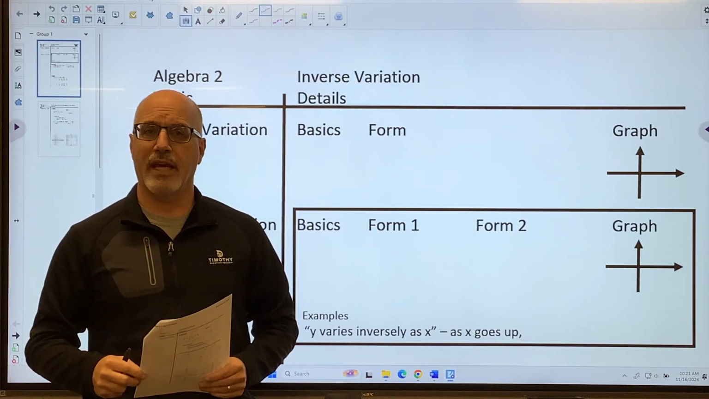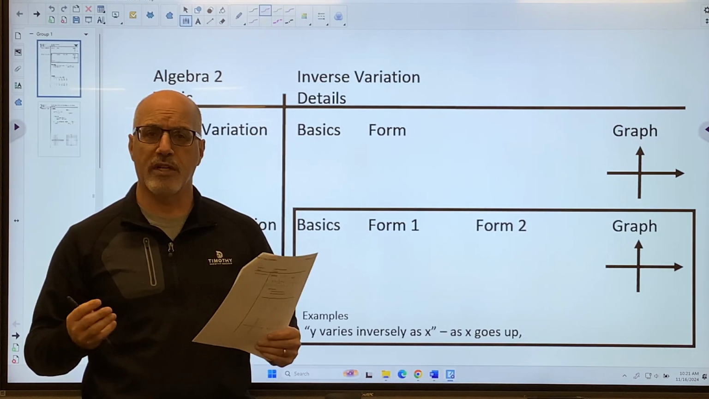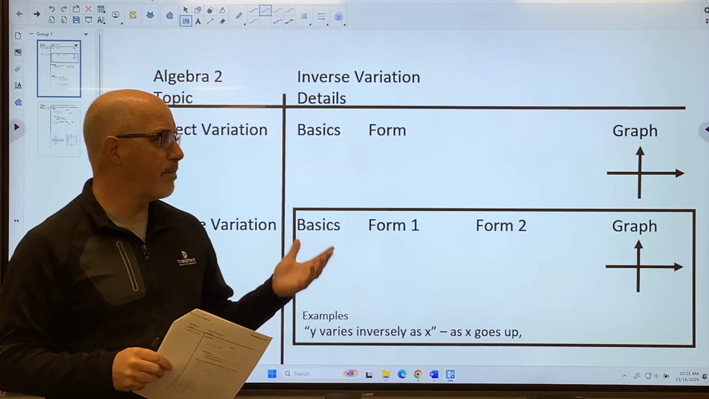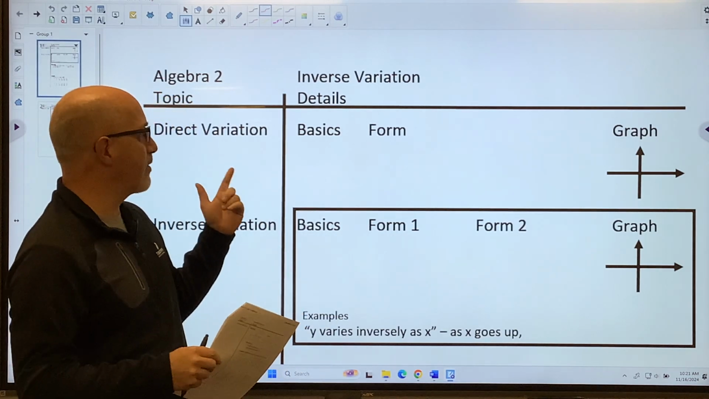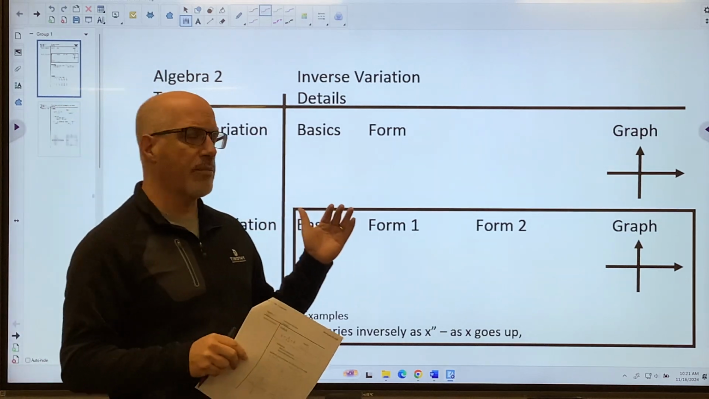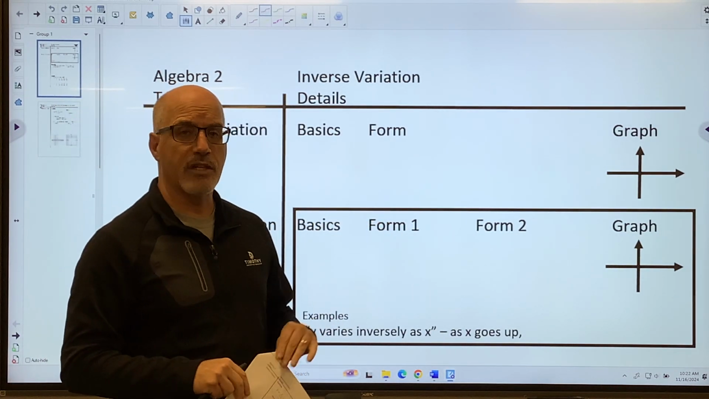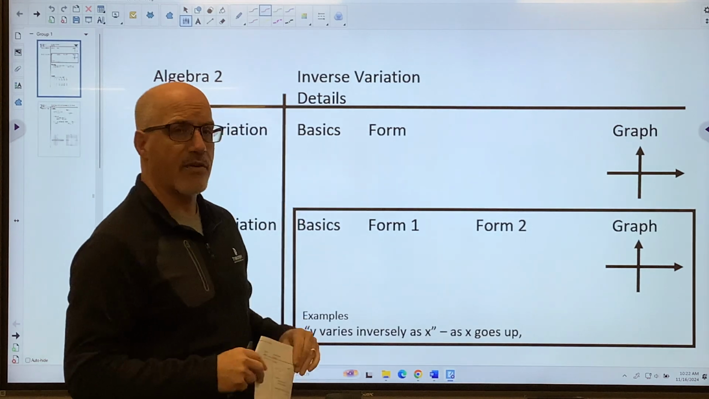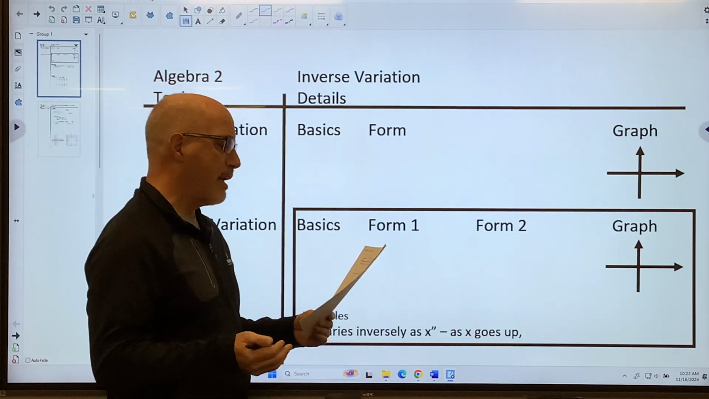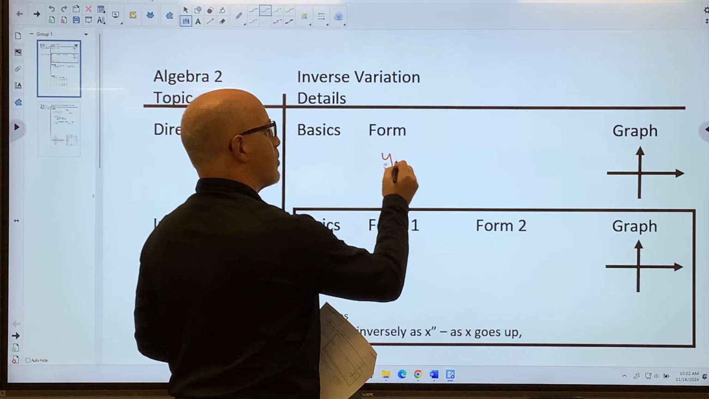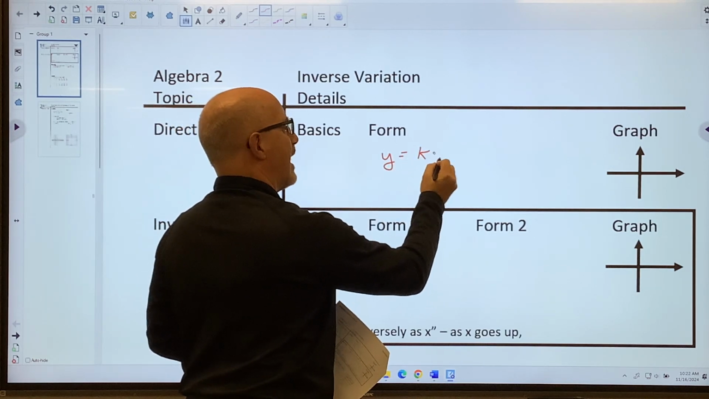We want to start looking at inverse variations, which involve putting variables in the denominator. But we'll start by looking at direct variations instead. Since our objective is to know the basics of inverse variation, let's understand what a direct variation is first. The form of a direct variation is y equals kx.